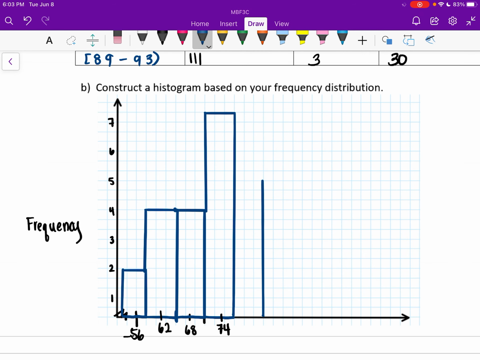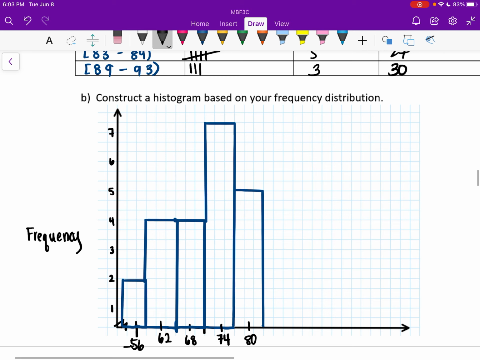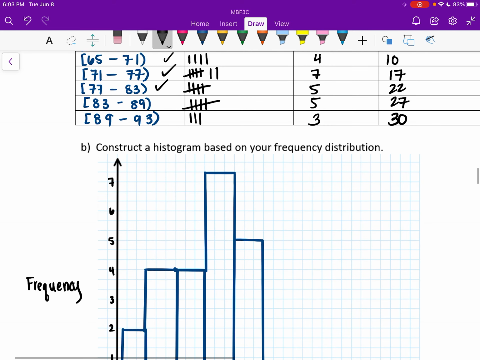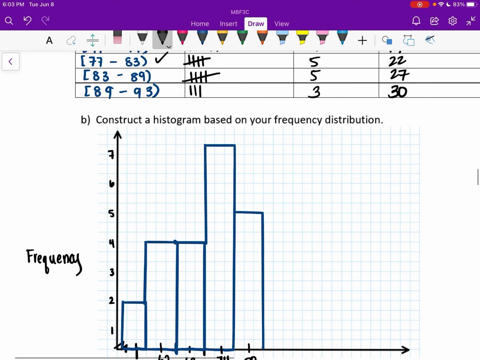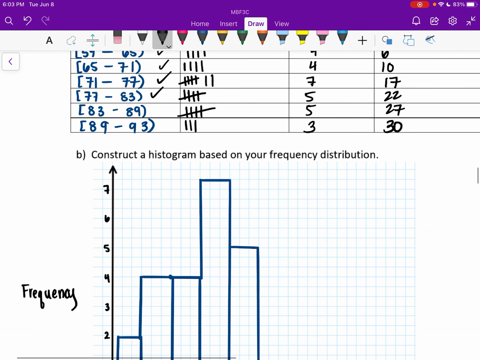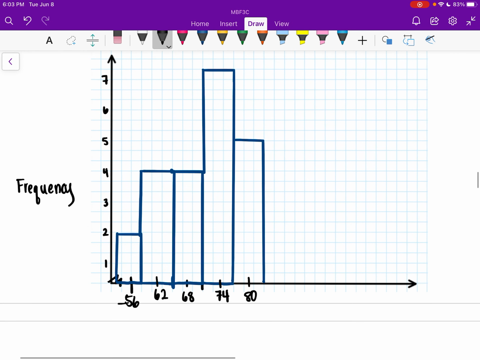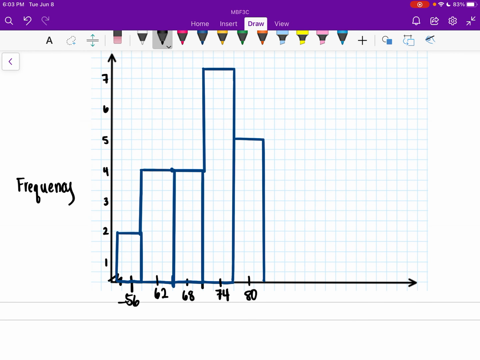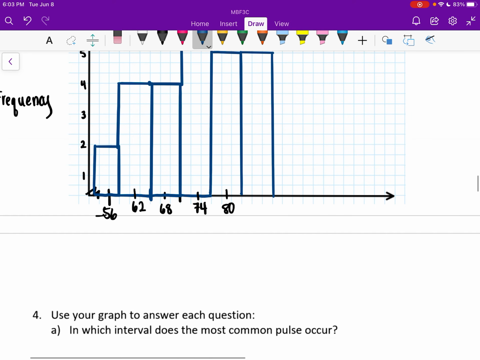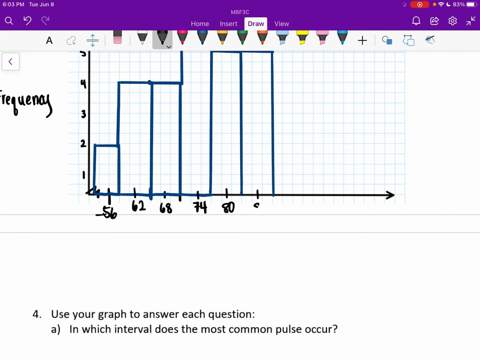right? Over. And then the middle of that is going to be 80. And then I have that one done. Now I'm going to say, okay, 83 to 89 is my next interval. There's 5 at that one too. So I'm going to go over, and I like to draw a straight line up to 5 again. Make a bar. Right? And then the middle of that is going to be 86.